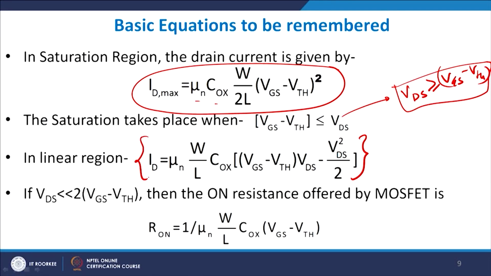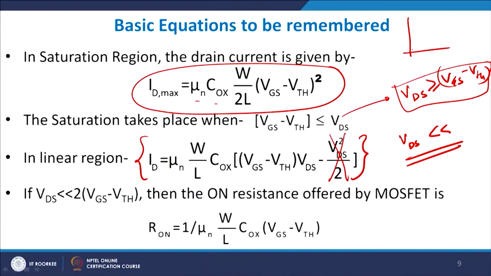In the linear region, we define this as my drain current. As I told you, let me say that VDS is a very small value, then VDS square will be still smaller, and I can neglect this, and then I can have ID proportional to VDS. That is the linear region of operation. When your VDS is very small, VDS square will also be small. So if VDS is 0.2, the square is 0.04.